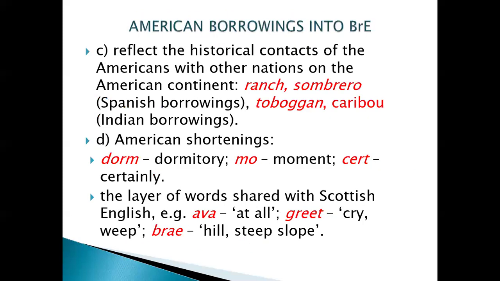American borrowings into British English. They reflect the historical contacts of the Americans with other nations on the American continent. Ranch, sombrero from Spanish language borrowings. Toboggan, caribou, Indian borrowings. American shortenings: door, dormitory, movement. The layer of words shared with Scottish English.